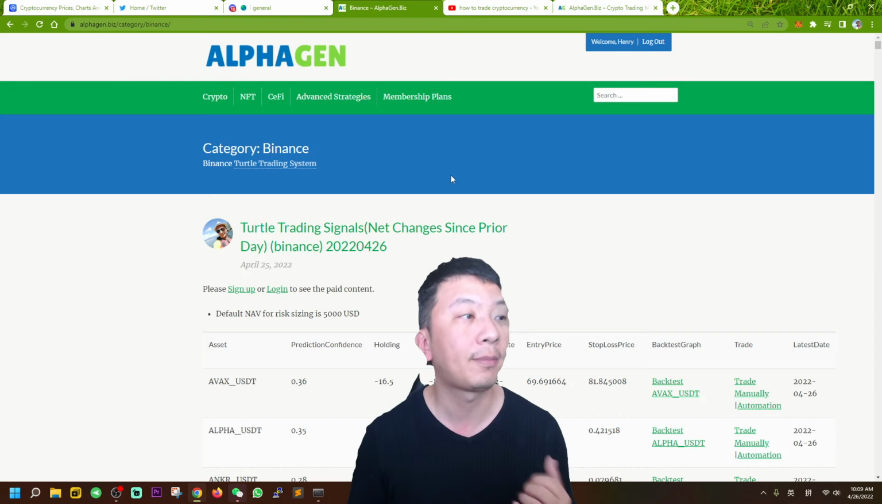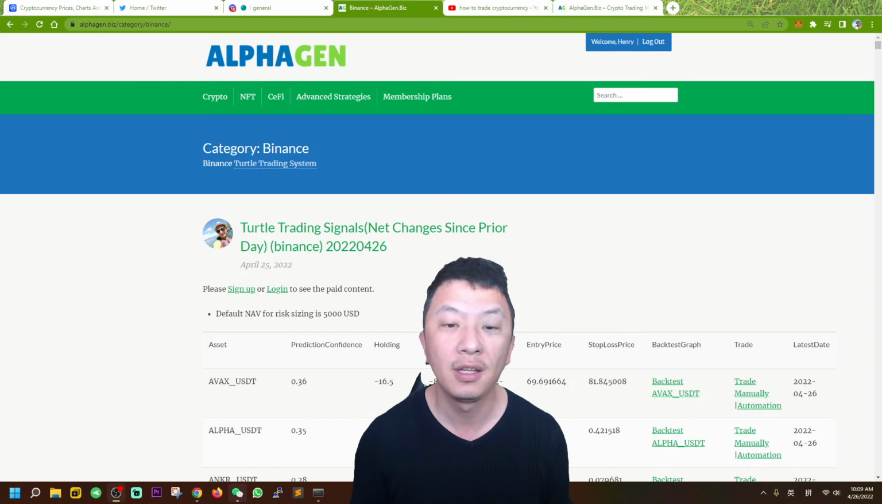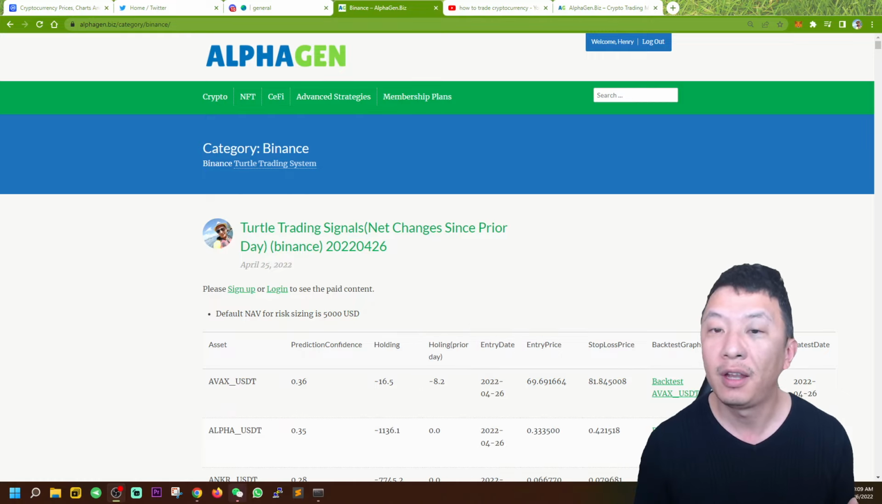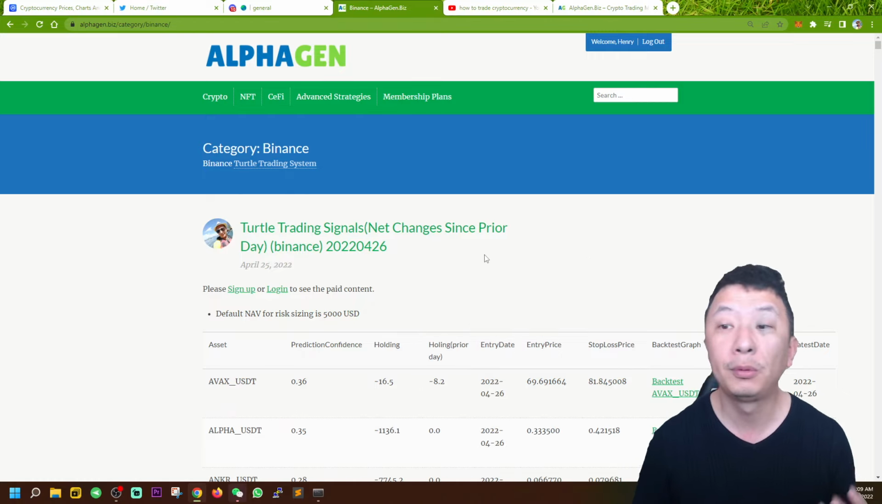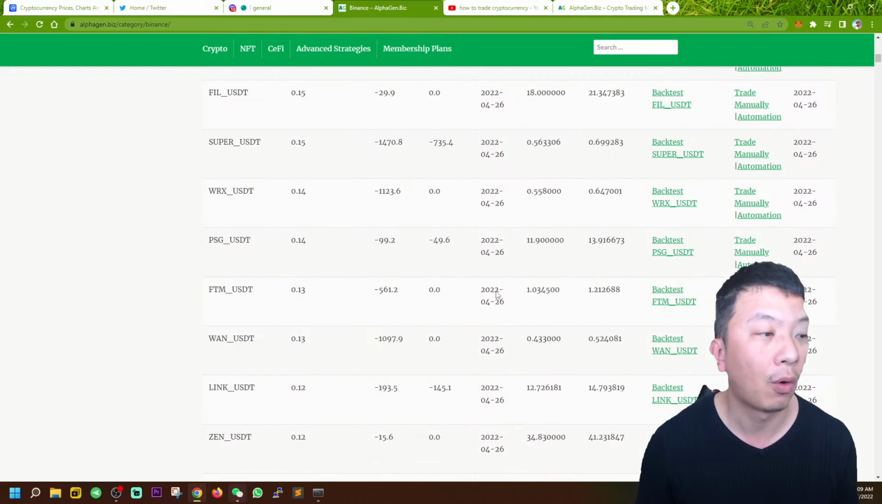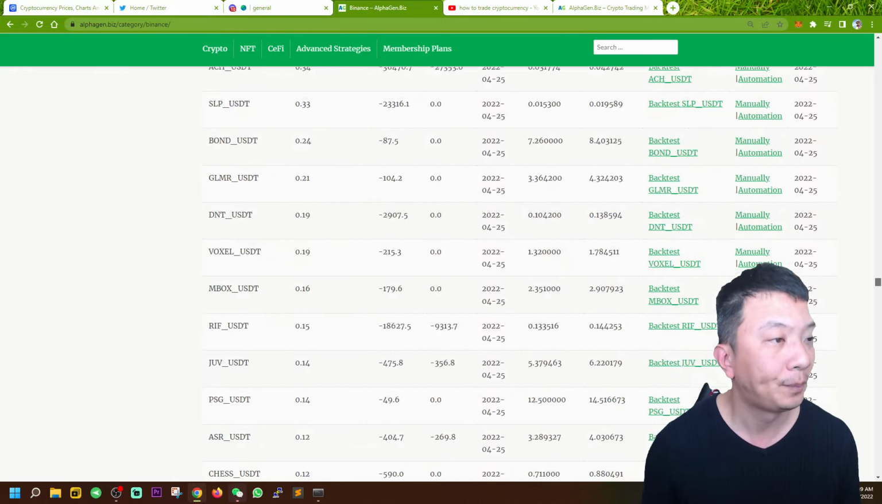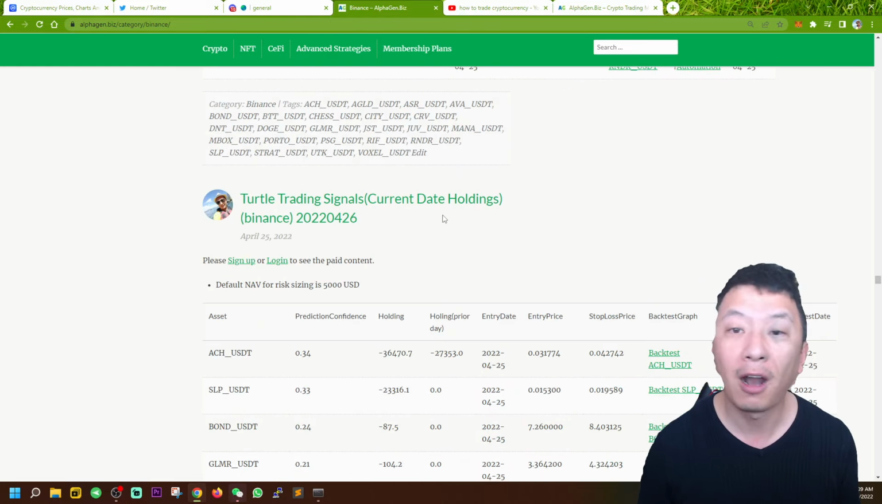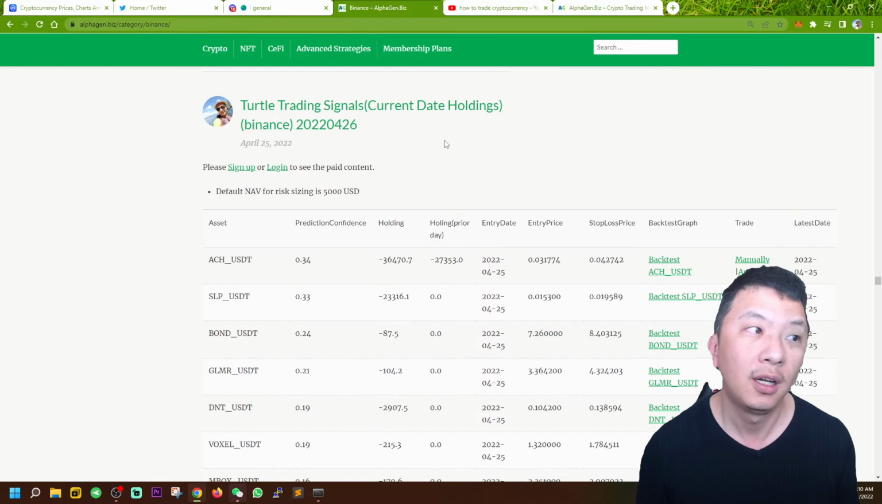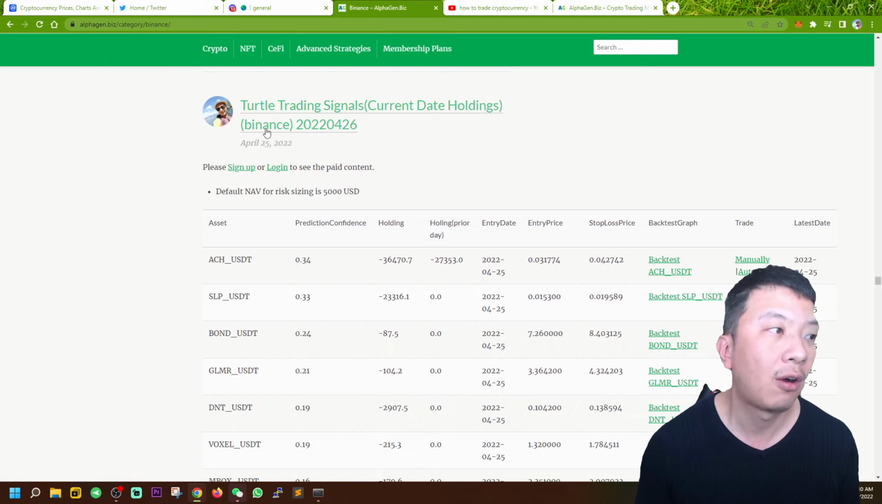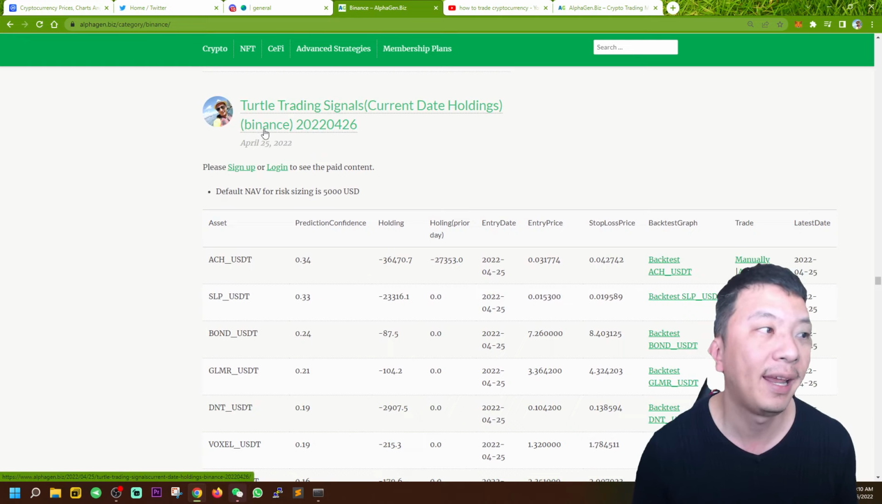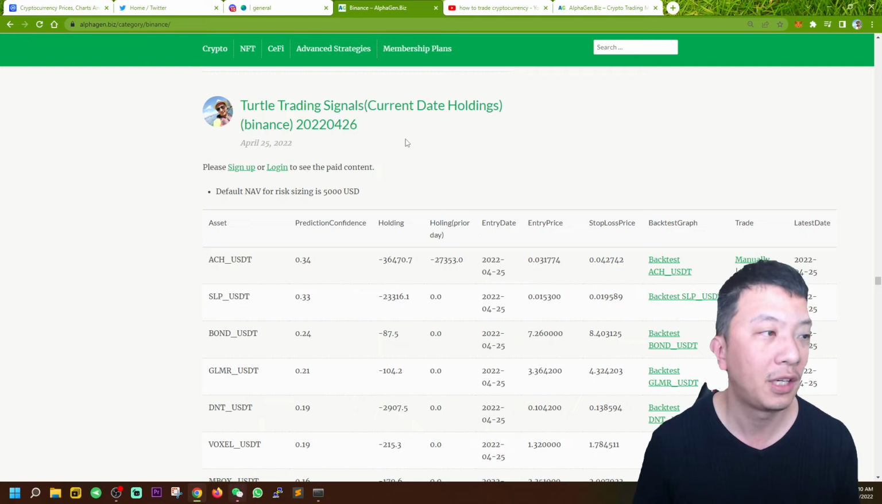Okay, so this is the product I'm using. It's called AlphaGen. With AlphaGen, every single day, for your crypto market, you have two reports to review. One report is called the current date holding report. This report is for the Binance exchange, and it's generated for just today.